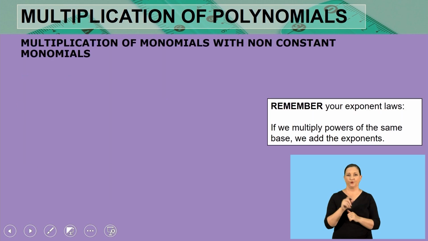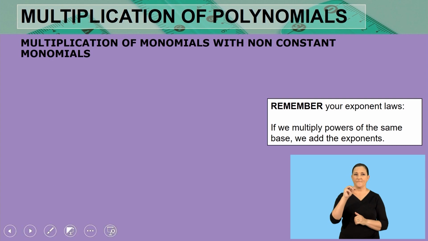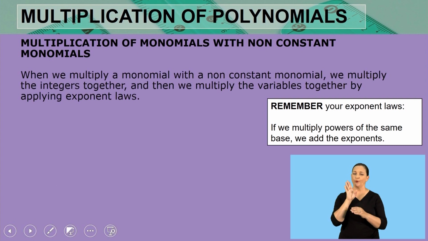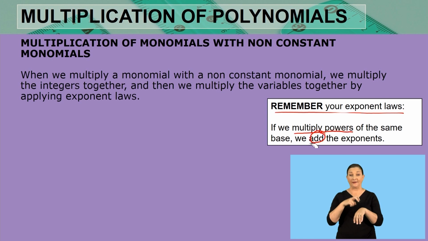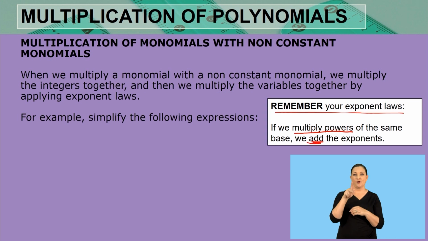Next, we are going to look at multiplication of monomials with non-constant monomials. When we multiply a monomial with a non-constant monomial, we multiply the integers together, and then we multiply the variables together by applying exponent laws. Now, as a reminder for those exponent laws, remember that if we are multiplying powers of the same base, then we are going to add the exponents there. So for example, let's simplify the following expressions.